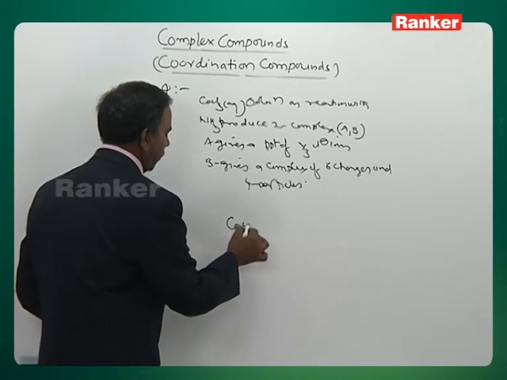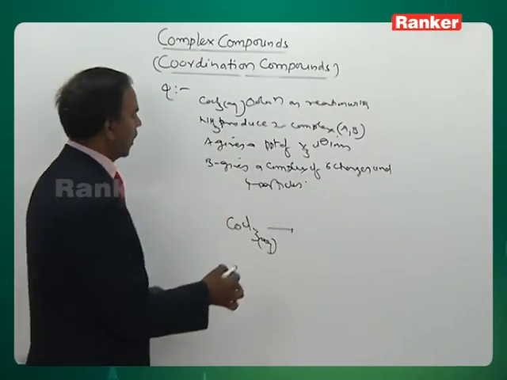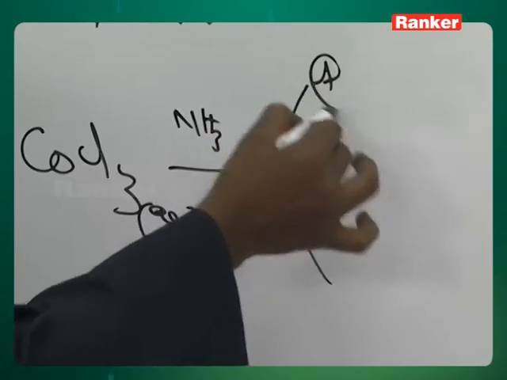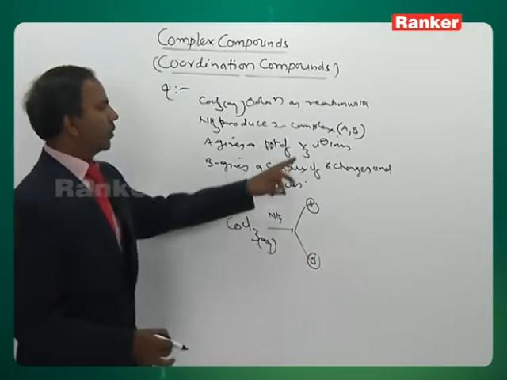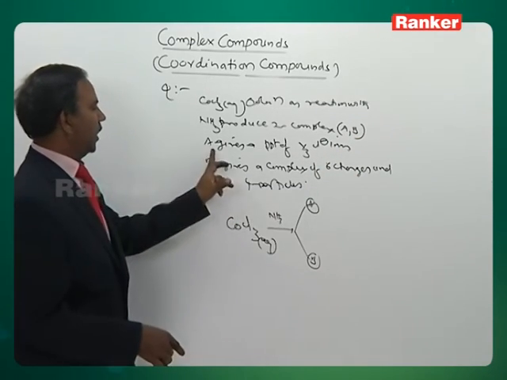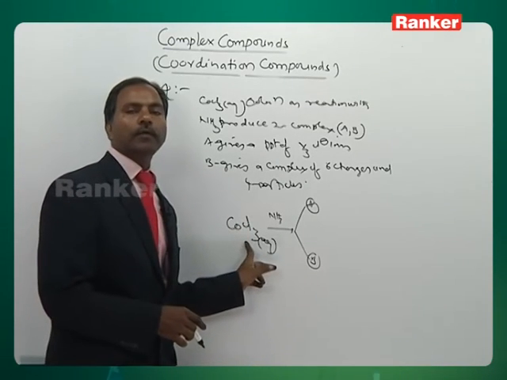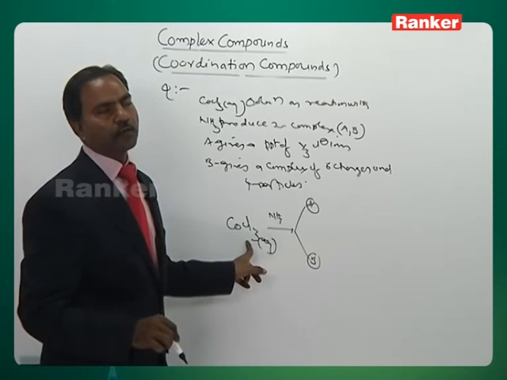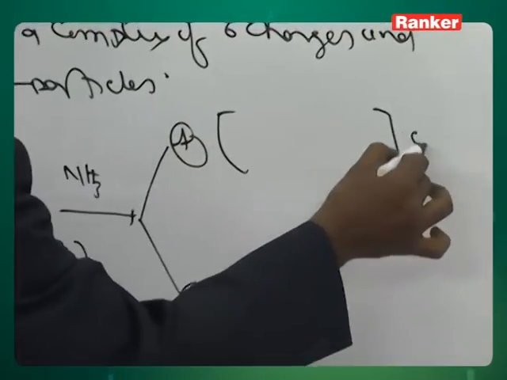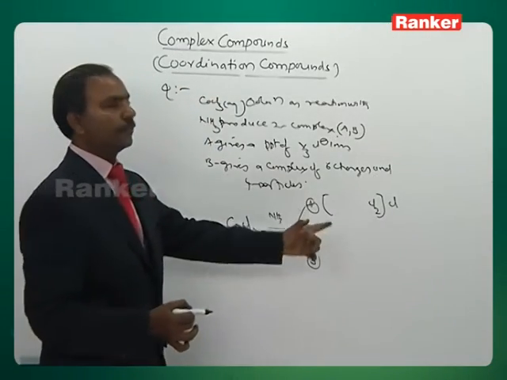Let us consider CoCl3 aqueous solution. This you are treating with ammonia. Then you are getting two complexes A and B. What is the information of complex A? A gives a precipitate of 1/3 chloride ions. How many chloride ions are there? 3. Out of 3 chloride ions, 1 is precipitated. That is the meaning of 1/3. It means you write 1 chloride ion outside the bracket. Therefore, 1 is outside, 2 are inside.